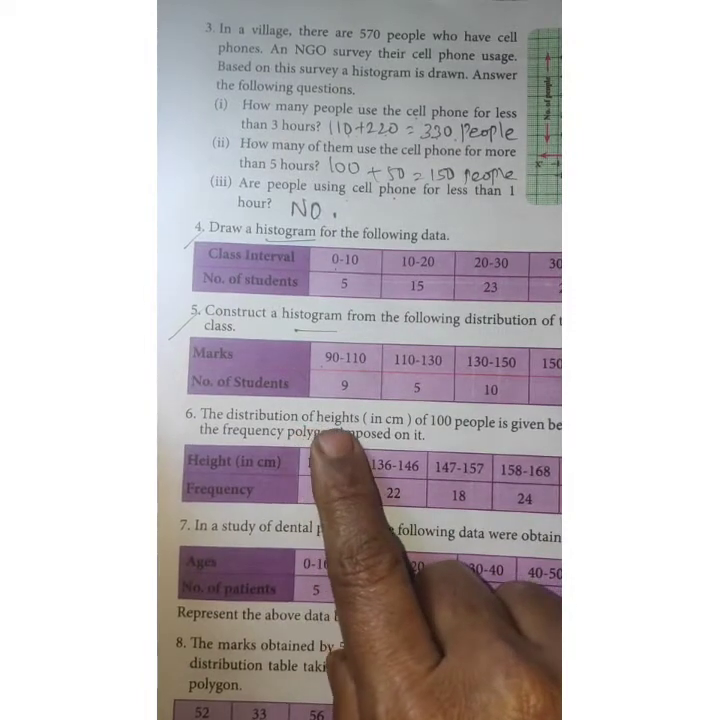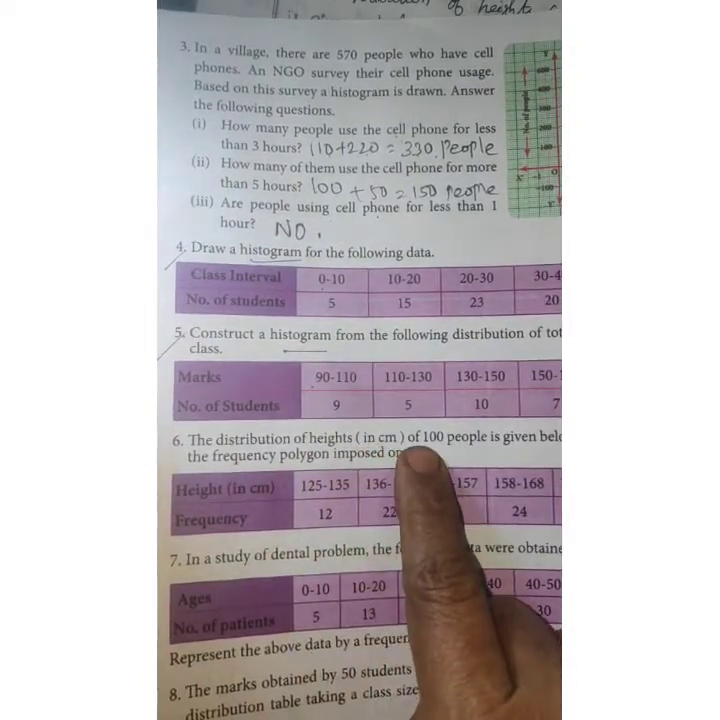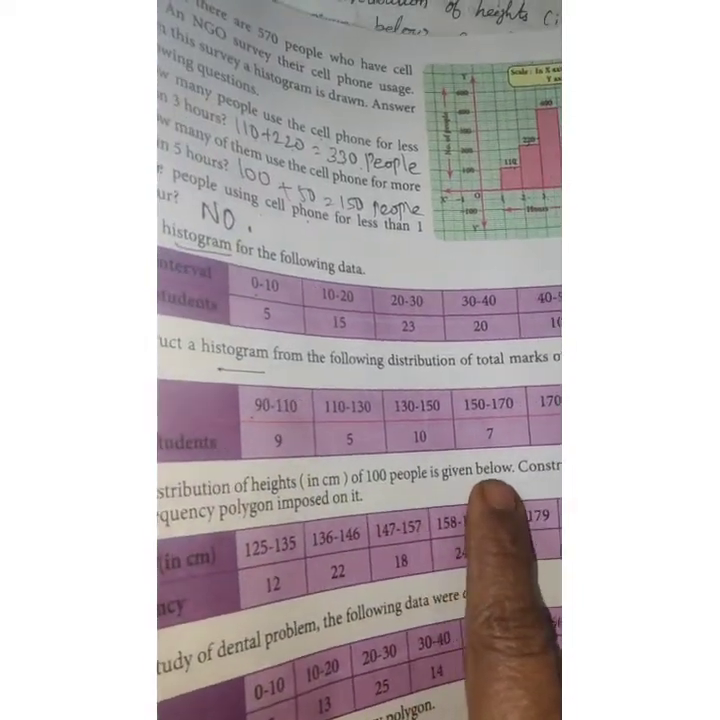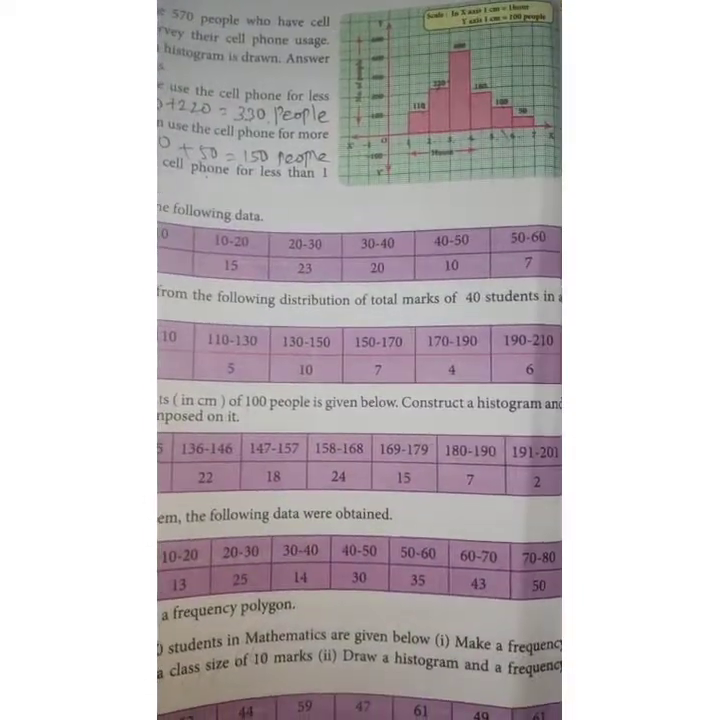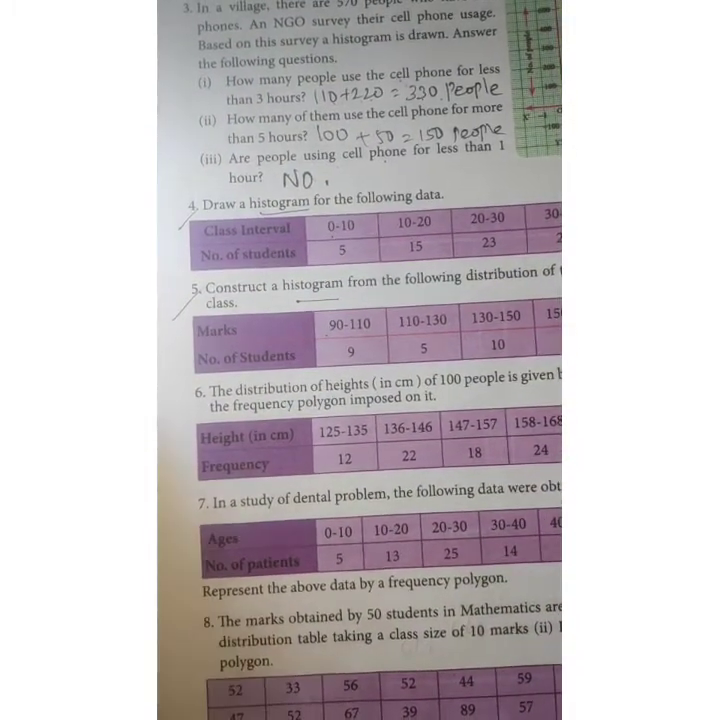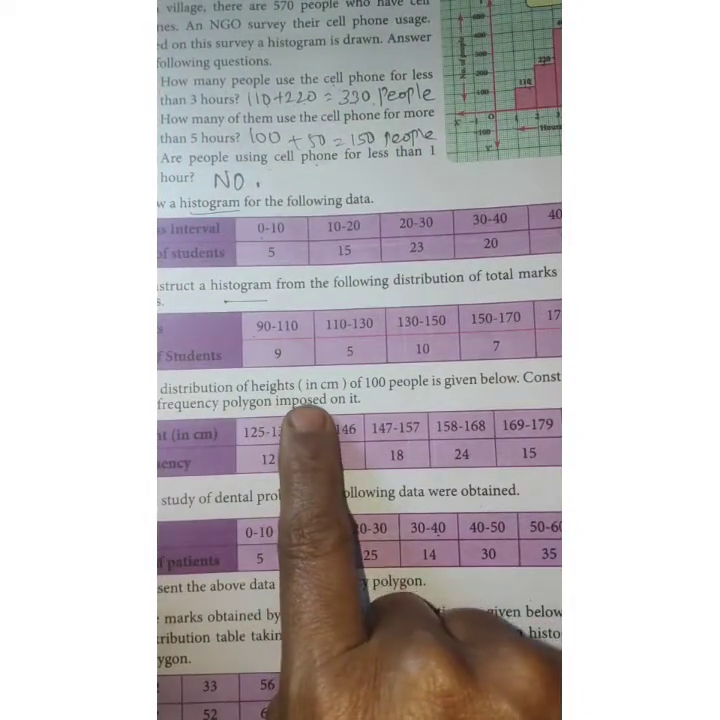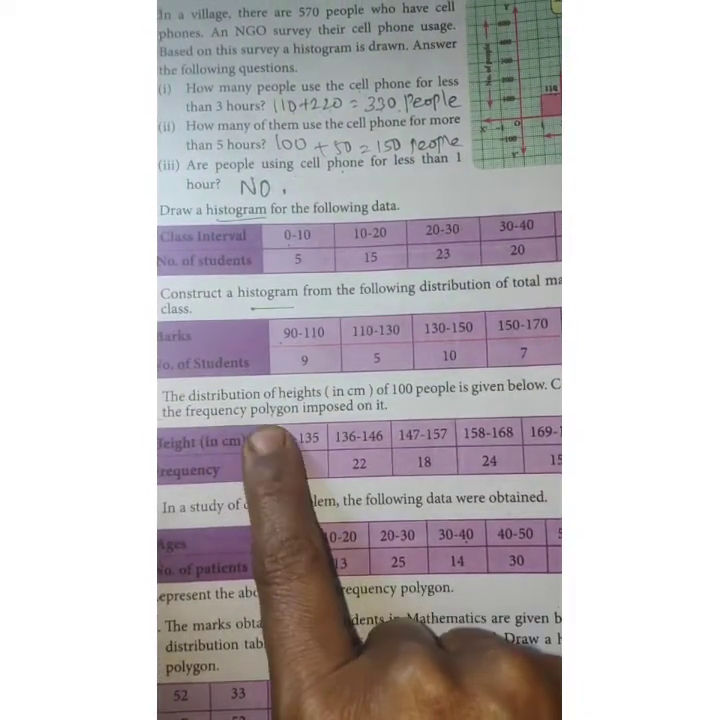The distribution of heights, given in centimeters, of 100 people is given below. Construct a histogram and a frequency polygon superimposed on it. So this sum you want to do in two parts. First one is the histogram. Second, you want to draw the frequency polygon.